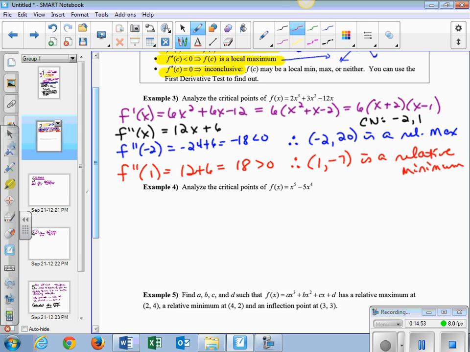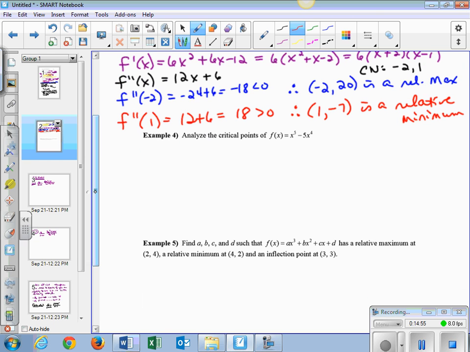All right, so let's do the next one. Example 4. Analyze the critical points of f of x equal to x to the fifth minus 5x to the fourth. So again, I'm going to try my second derivative test. So I'm going to find my first derivative. And that will be equal to my 5x to the fourth minus 20x cubed. So I'm going to factor out my GCF, and I have a 5x cubed that I'm going to factor out front. So I get an x minus 4 left.